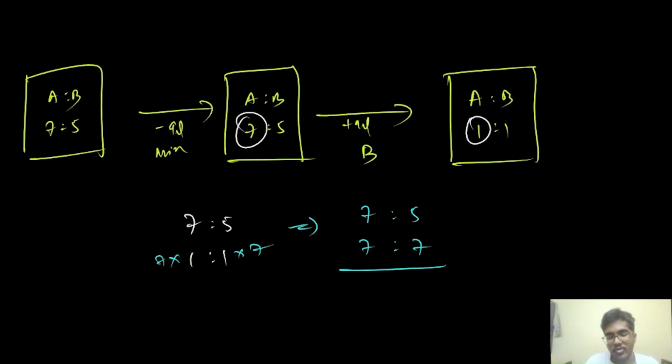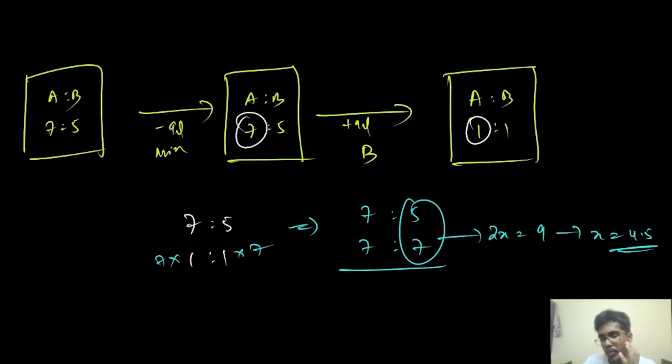Okay. Now what is the difference? We have equated the A's value. 7 parts in the second box, 7 parts in the third box. Only difference should be here. That is equal to 2x, and that is basically equal to 9. From this you get the value of x to be equal to 4.5. So 4.5 liters of B has been added to the particular mixture, so that from 7:5 we have got the value to be 1:1. Now what is the question they have asked?